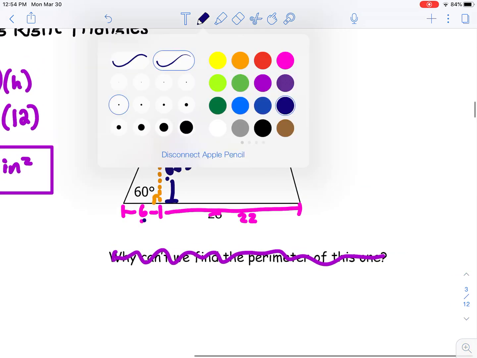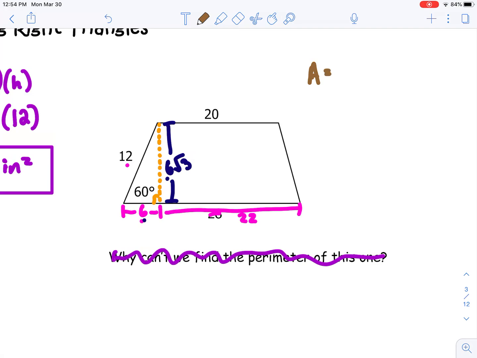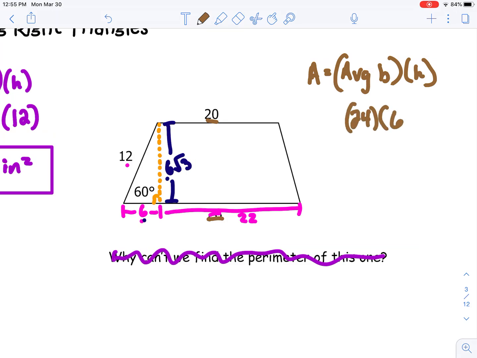Well, again, we simply write out our formula. The area of a trapezoid is the average base times the height. My average base is the average of 20 and 28, which is 24. And my height is 6 root 3.